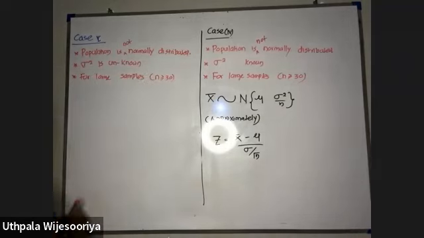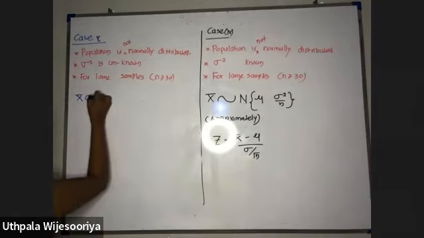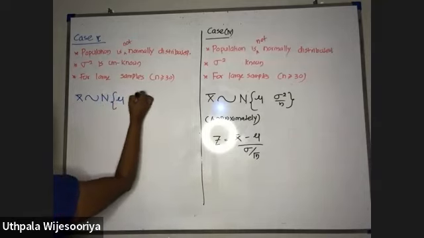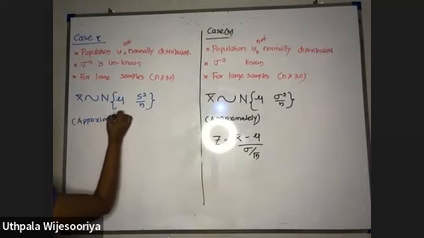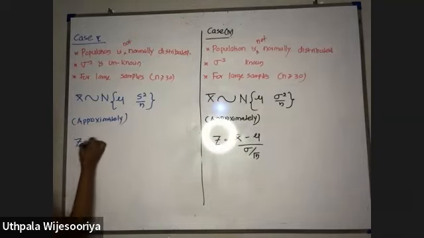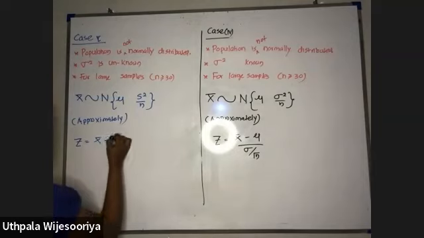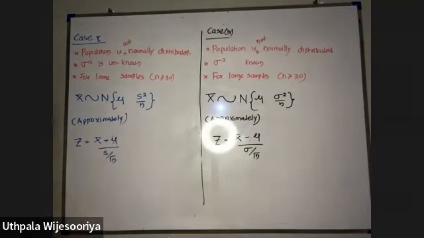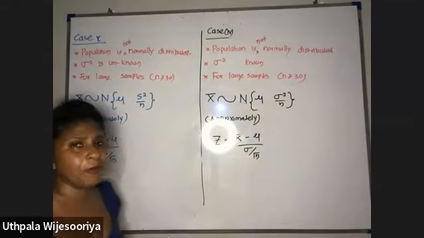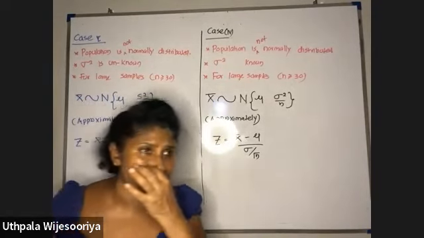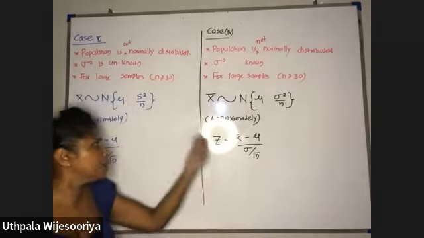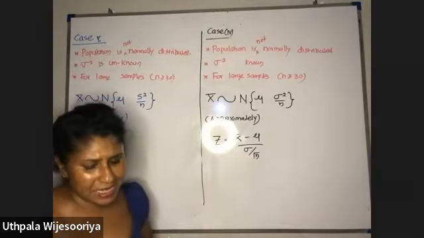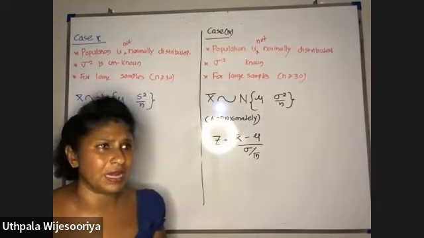What will happen once again? The sampling distribution of sample means is approximately normally distributed with mean mu and variance S square over n. This is exactly the same as case 2, but here it is approximate. The Z value is the same as case 2: x bar minus mu over S over root n. So case 5 is a non-normal population where the population variance is unknown; for large samples, the sampling distribution of sample means is approximately normally distributed with mean mu and variance S square over n.